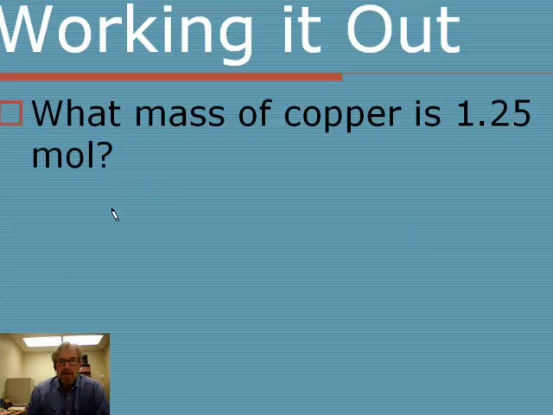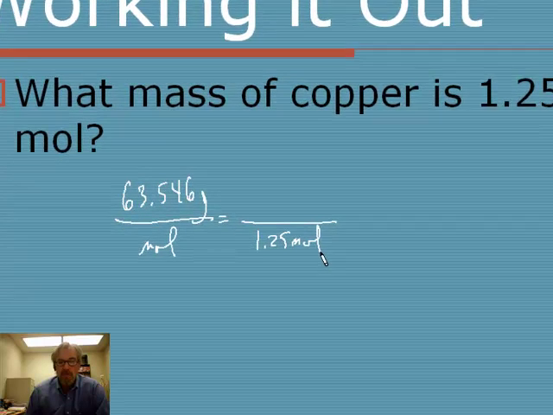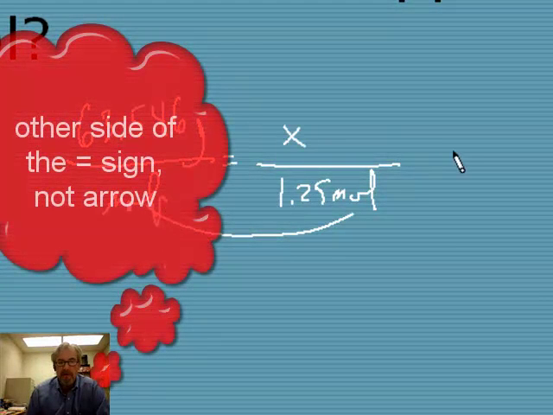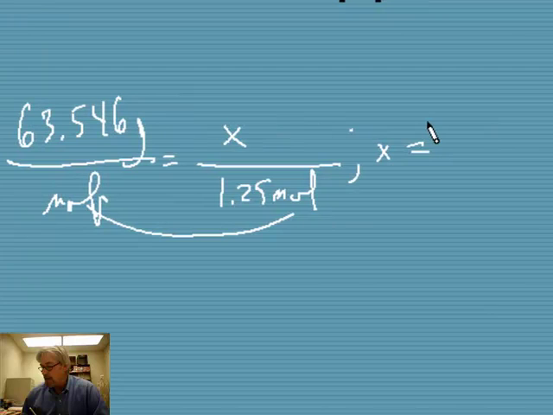Okay, I can set up my proportion this way. If I look up copper's molar mass, it's 63.546 grams per mole. On the other side of the equal sign, I'm going to put in the denominator 1.25 moles. And I'm putting moles in the denominator because that's where it is on the other side of the arrow. X is my unknown, that's how many grams are in 1.25 moles. I cross multiply and divide to find my answer. So it's 1.25 times 63.546 divided by 1, and to 3 significant figures that comes out to 79.4 grams.